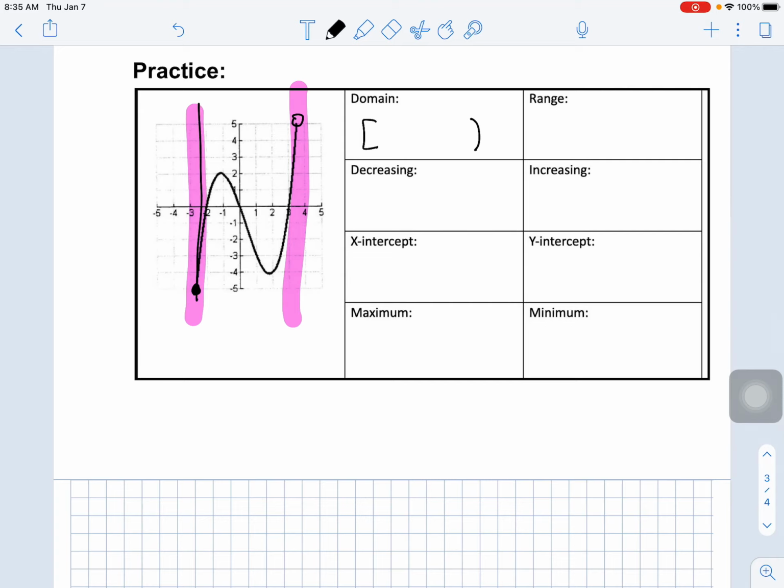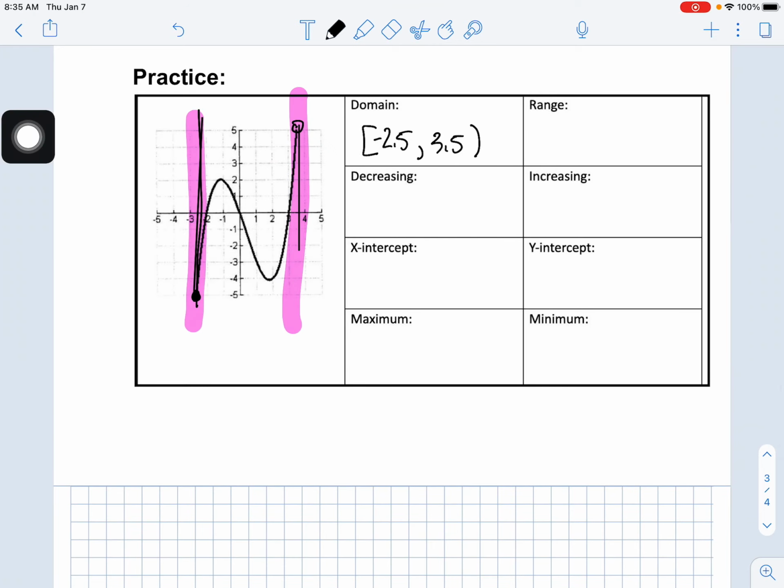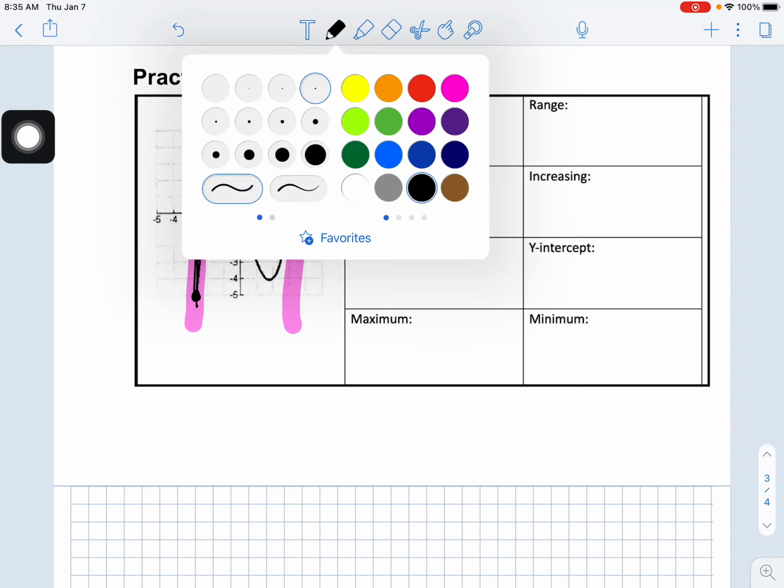And this number is -2.5, and this number is +3.5. So I'm just saying leftmost, rightmost, and then I did a bracket because it was a closed dot and a parenthesis because it was an open dot.